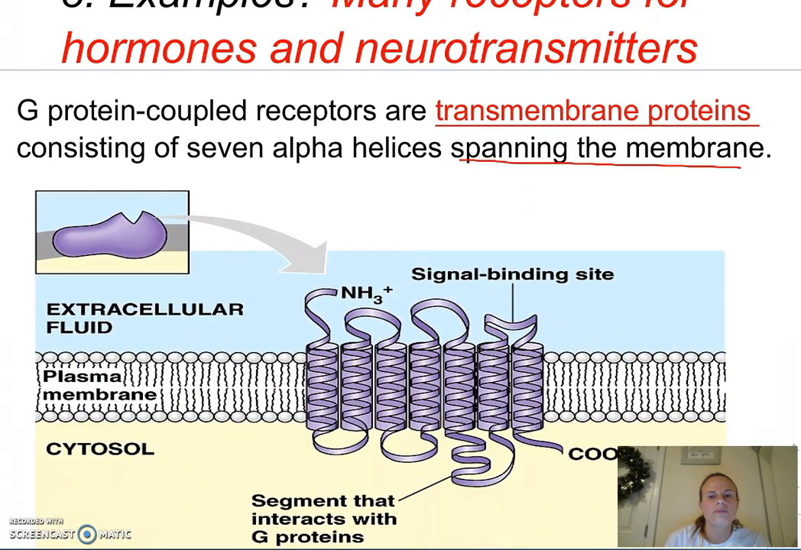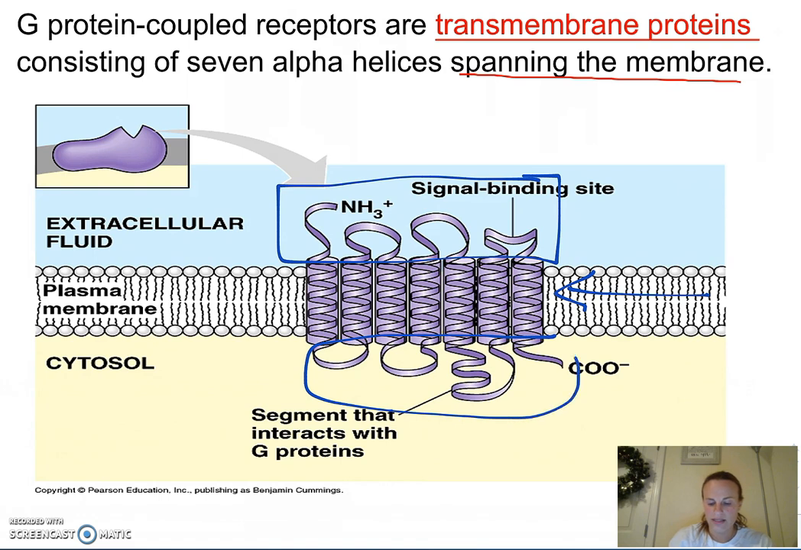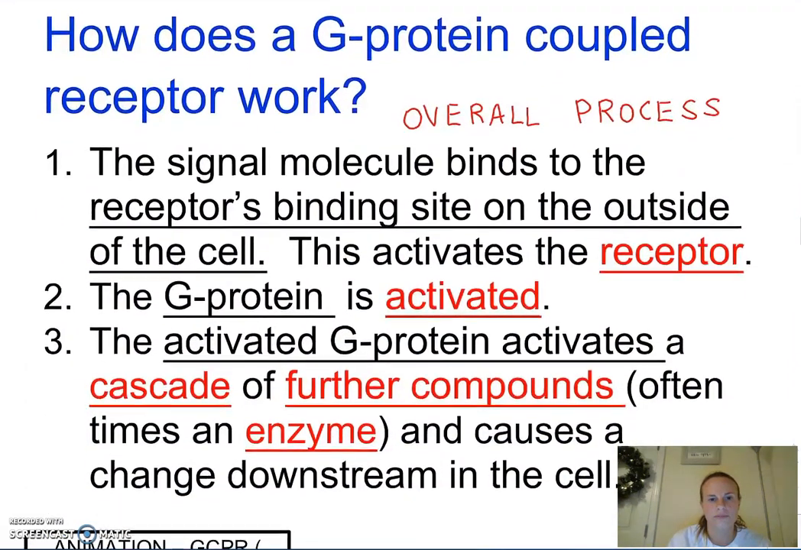These G protein coupled receptors are transmembrane proteins, meaning that they span the membrane. So part of the receptor is going to be in the extracellular fluid, spanning the plasma membrane and entering the cytosol. And the section that's in the cytosol is the part of the G protein coupled receptor that actually interacts with the G protein. So how does this G protein coupled receptor work?